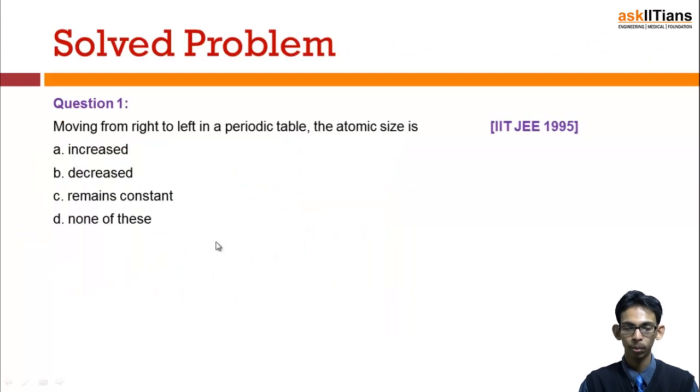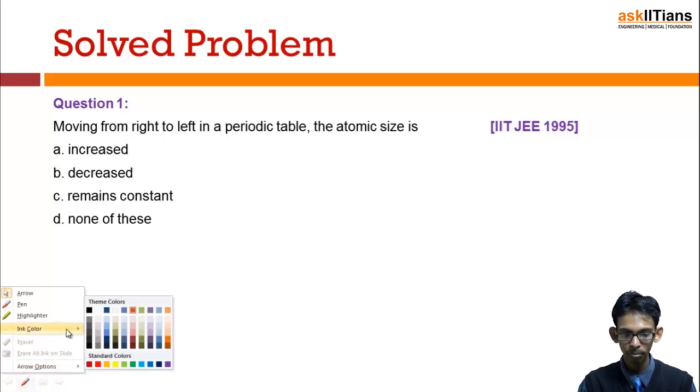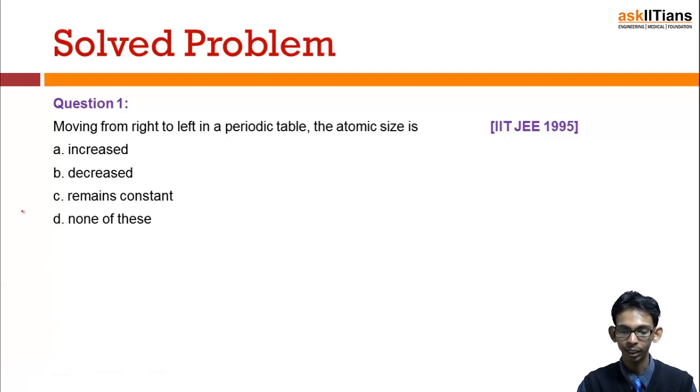Now there is a solved problem. Moving from left to right in a periodic table, the size is obviously decreased. It's a direct question based on knowledge, which was asked in IIT-JEE in 1995.